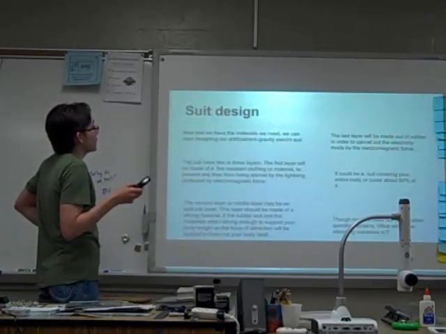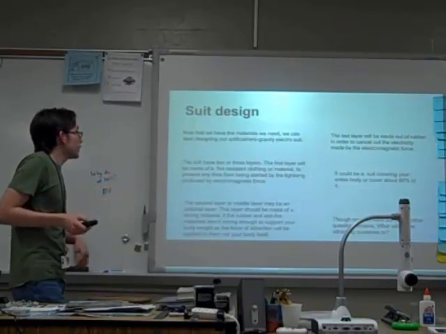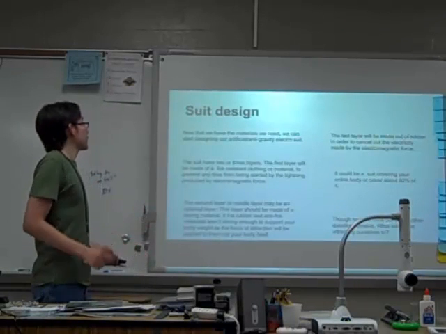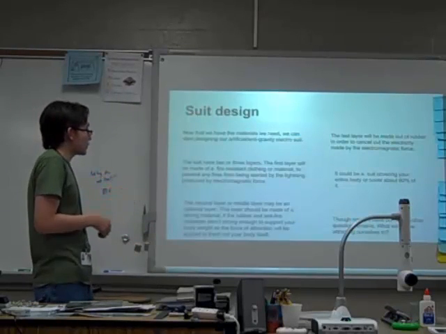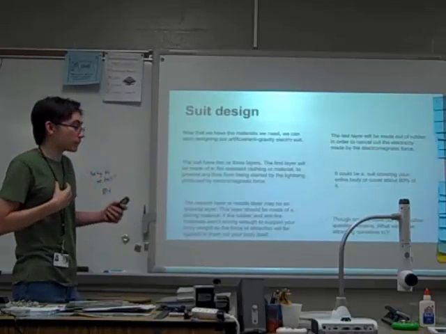Now that we have the materials we need, we can start designing our artificial or anti-gravity electro suit. The suit should have 2 or 3 layers. The first layer will be made of fire-resistant clothing or material to prevent any fires from being started by the lightning produced by electromagnetic force.